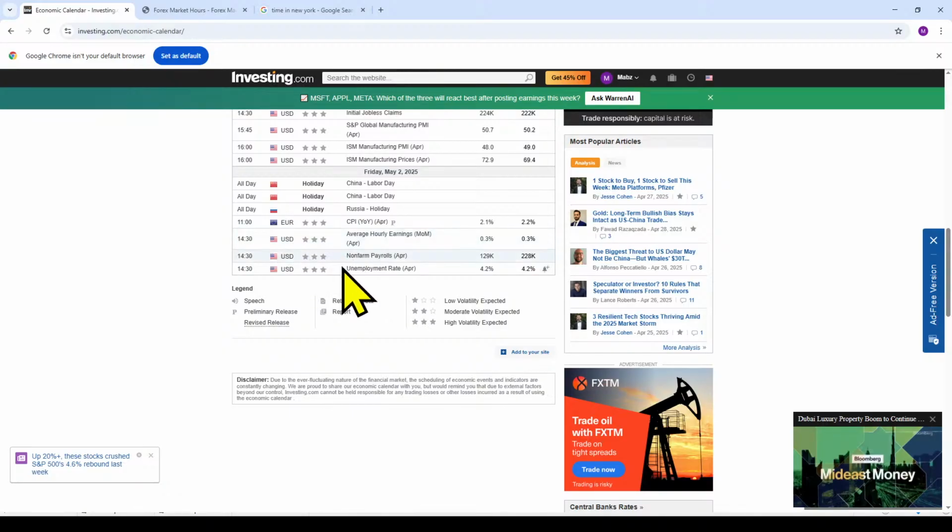Moving on, Friday is also the Chinese Workers' Day, which is the 2nd of May. Russia also has a holiday. I'm not quite sure what holiday it is. It just says holiday, so I'm going to assume it's a public holiday. And then on Friday, there are news events that are going to hit the euro, the USD, quite a number of these news events.